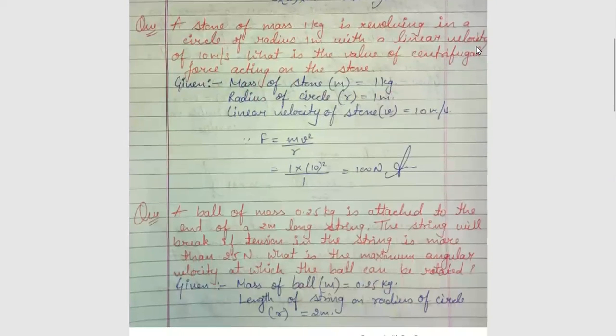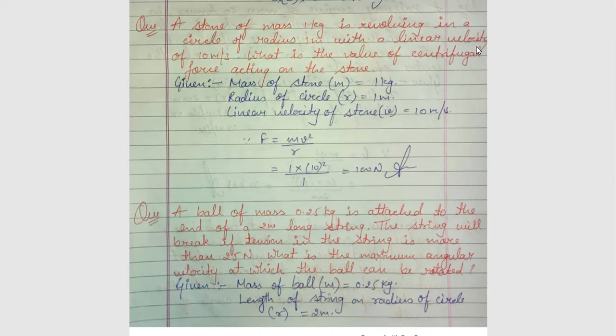So here, given the mass of stone m equals 1 kg, radius of circle r equals 1 meter, linear velocity of stone small v equals 10 meter per second. We have the formula of centrifugal force, which is m v square upon r. We put all the values in this formula and we get the answer, 100 Newton.